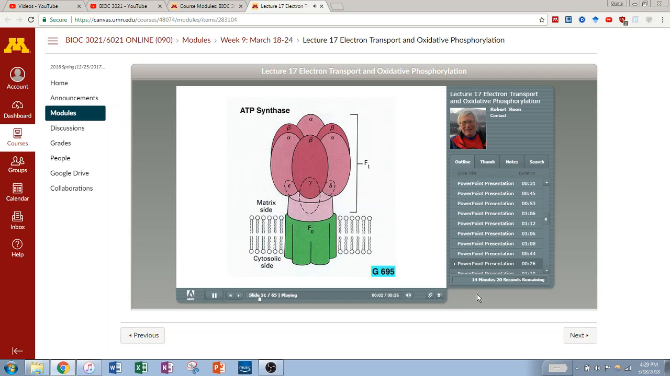The synthesis of ATP is catalyzed by the ATP synthase. The ATP synthase complex is made up of an F0 component, which is embedded in the inner mitochondrial membrane, and the F1 component, which is a peripheral protein assembly. The F0 component consists of 2 different protein subunits, and the F1 component contains 5 different subunits.